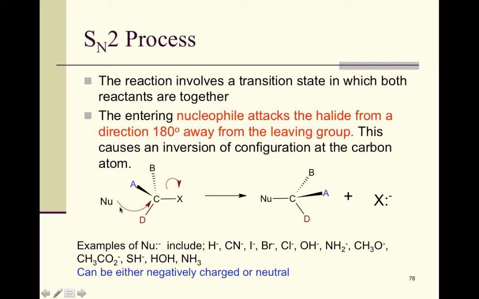The nucleophile is going to contribute the pair of electrons to bond to this carbon, and it's going to cause these other three groups to flip over. And then the pair of electrons that was holding on to the halogen are both going to be given to the halogen. So an inversion is going to happen. Examples of nucleophiles are all listed here. Be sure to learn those. And again, a nucleophile has a lone pair of electrons and can be either negative or neutrally charged.